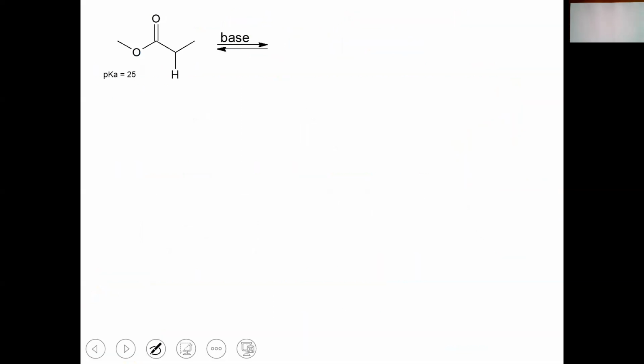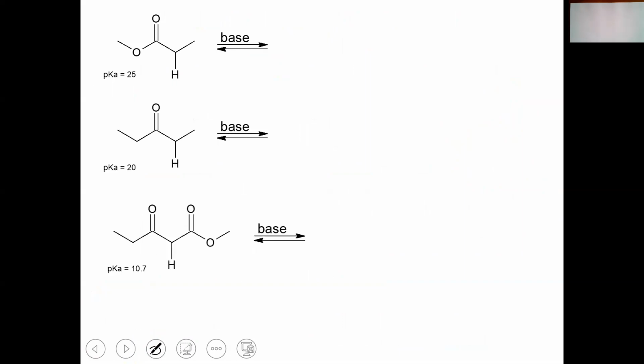So here's a carbonyl compound. It's an ester. It has an alpha hydrogen. Here's a ketone. It has an alpha hydrogen. Here's another ketone ester combo. It has an alpha hydrogen. Let's draw these reactions on paper.